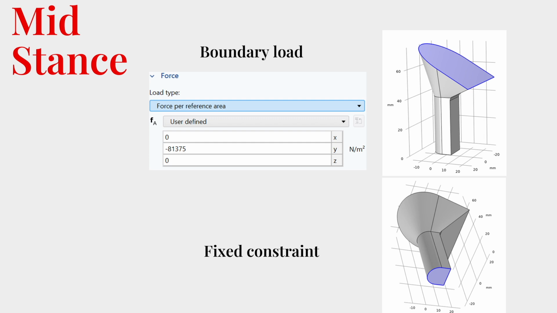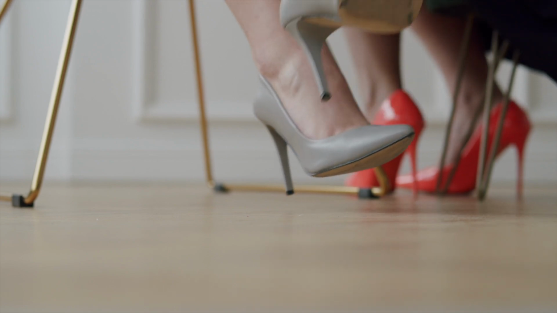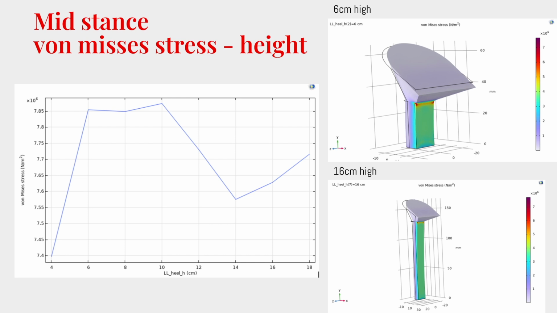In mid-stance, we assume that the entire body weight is extended onto one foot. To simulate the mid-stance of the gait cycle, we apply the force onto the sole base and set a fixed constraint on the bottom surface of the heel, as this part will remain stationary at this stage. Stiletto heels typically range from 60 to 120 millimeters, but we tested a wide range of values. In the parameter sweep, the von Mises stress is always below yield, indicating that the heels are difficult to break in this vertical position. The influence of the height of the heel is nonlinear and inconclusive, but is significantly below yield, so the previous conclusion holds.